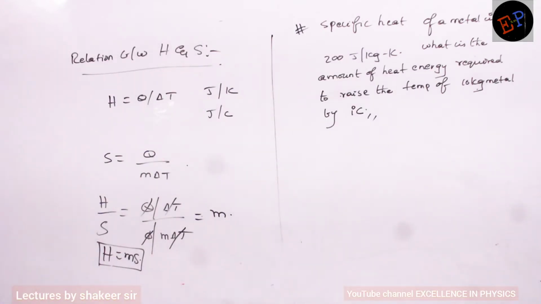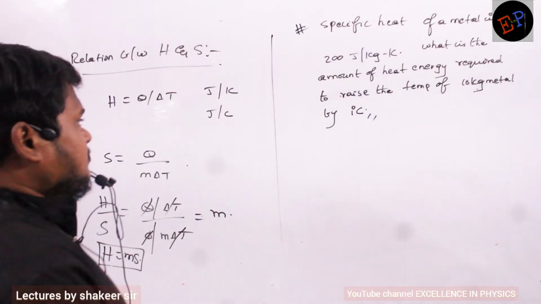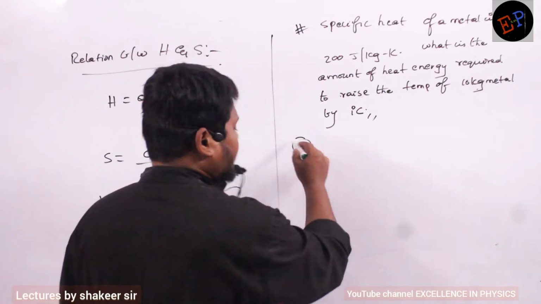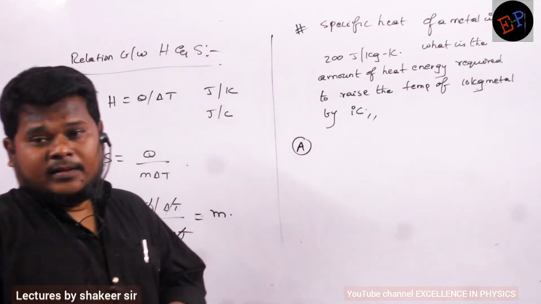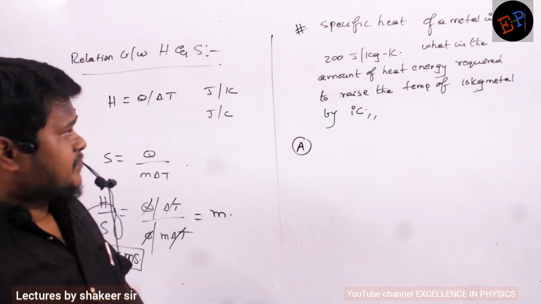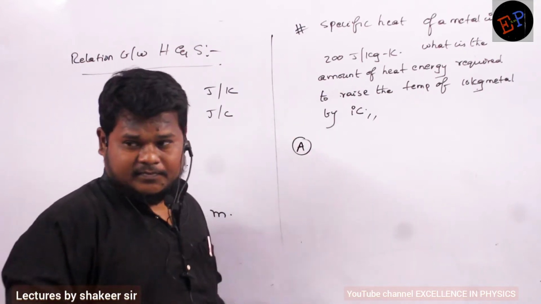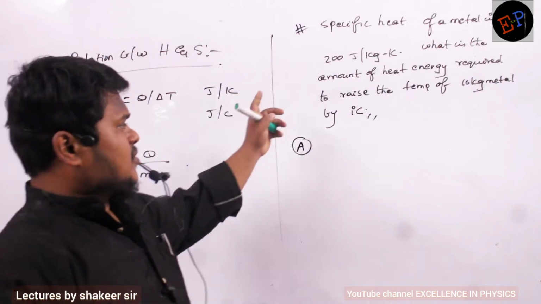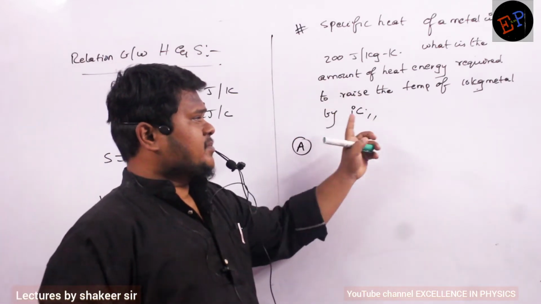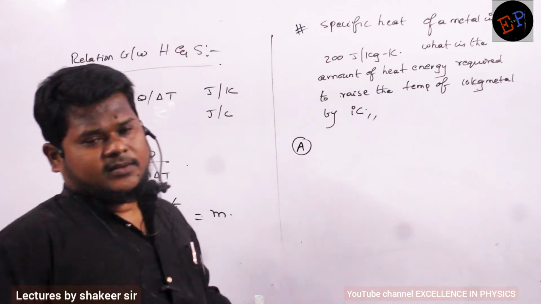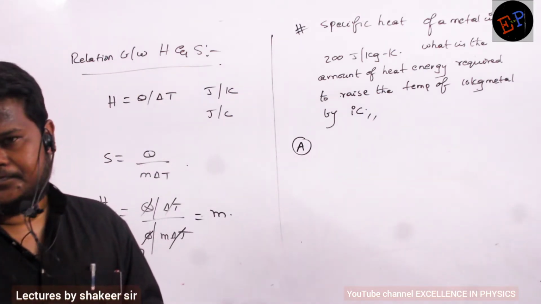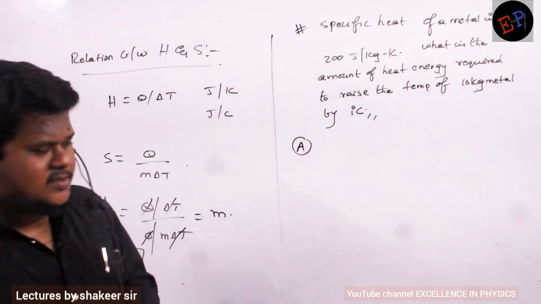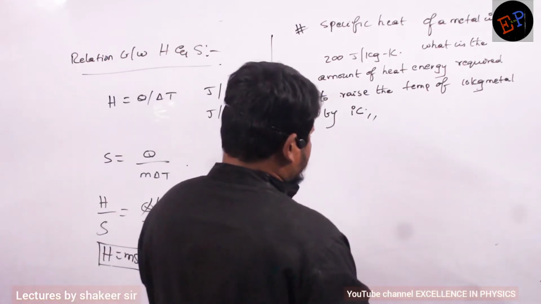Do this calculation. So the specific heat of a metal is 200. So what is the amount of energy required to raise the temperature of 10 kg metal by 1 degree Celsius? 2000. Yes, that's it. Have you got 2000?